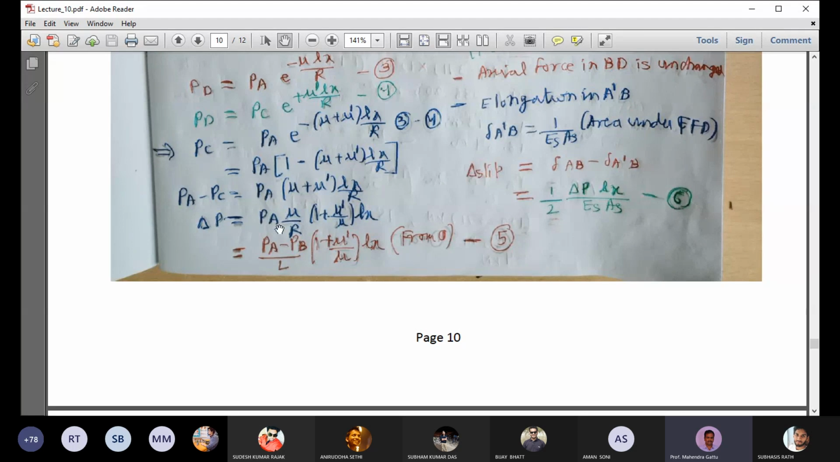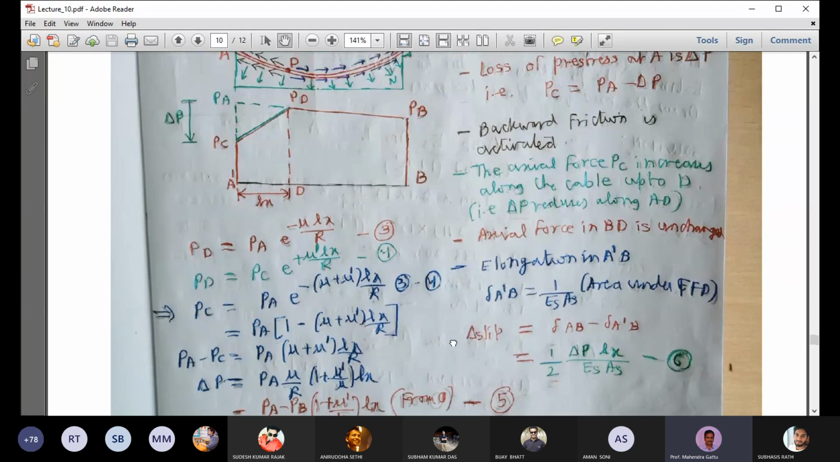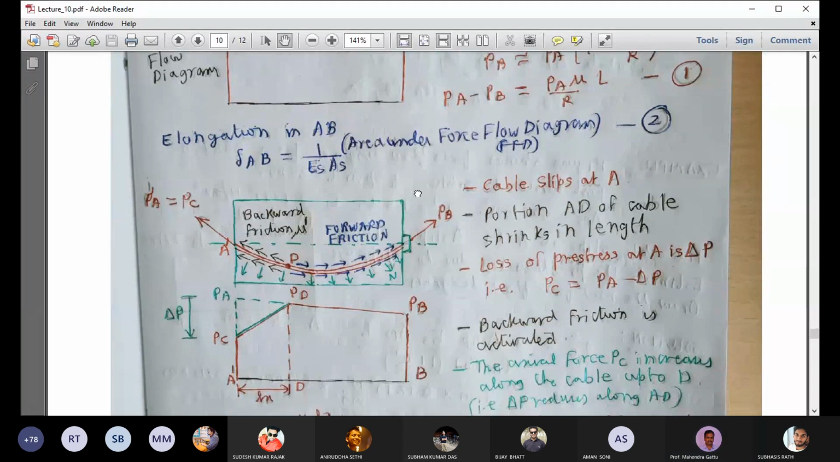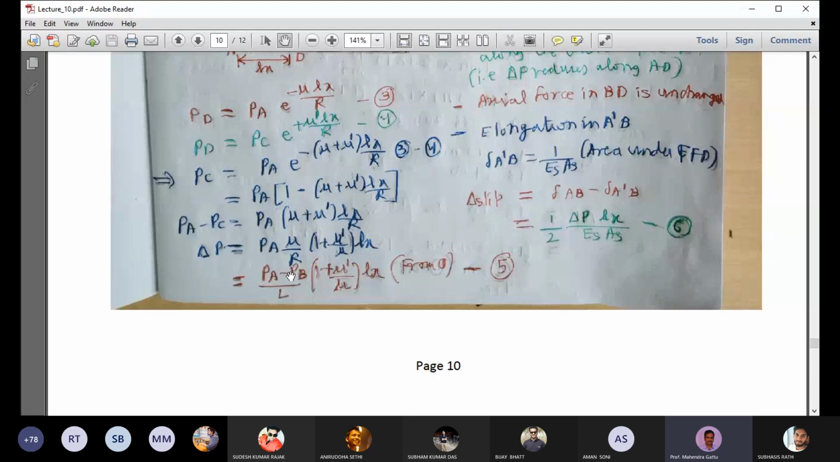So we have already done this expression. What is PA mu by r? We have done that in this equation 2. PA mu by r is PA minus PB by L. Okay. So we write that here: PA mu by r is PA minus PB by L, into 1 plus mu prime by mu Lx. So we have this equation 5.